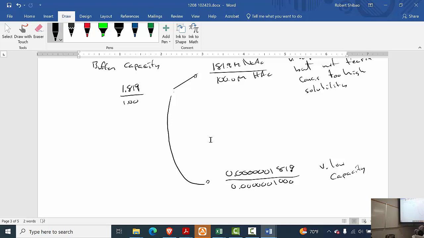And so we have a ratio of 1.819 molar to 1. This is a decent capacity buffer. I mean, I have almost 2 molar base and 1 molar acid. This is biased towards base because the pH is a little higher. Rather than 4.74, it's 5.00.